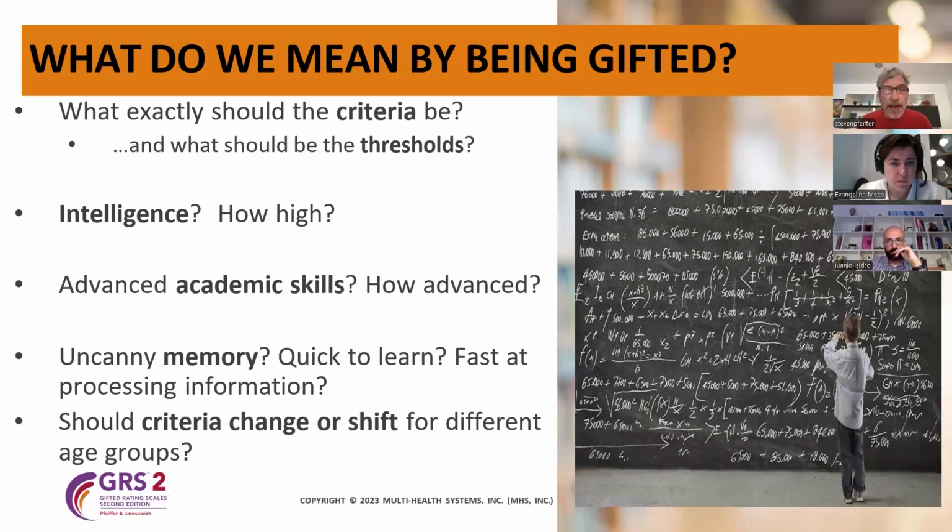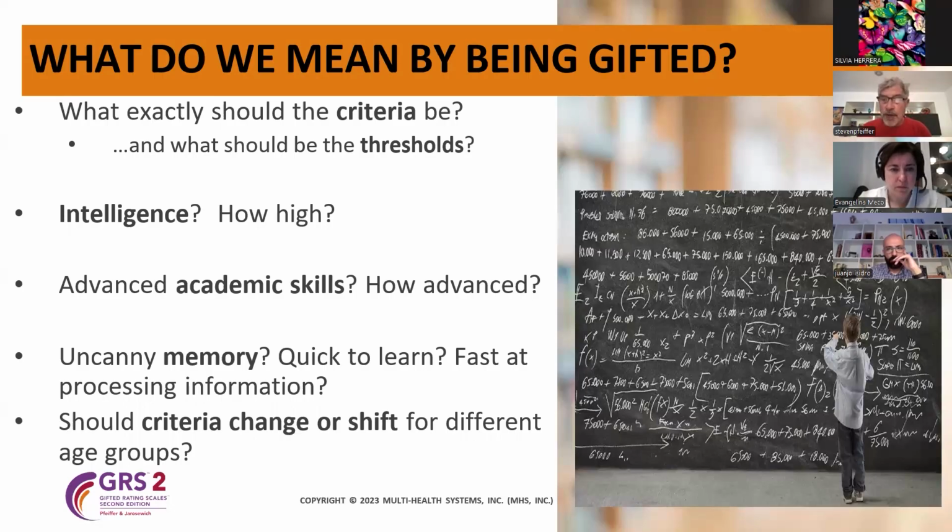Okay, what about academic skills? Is that important? In my model, it is, but how advanced should their academic skills be? Another important factor. What about memory? Many authorities in the field, myself included, argue memory is important. A student's ability to learn new information quickly is important. But how important is speed of processing information?